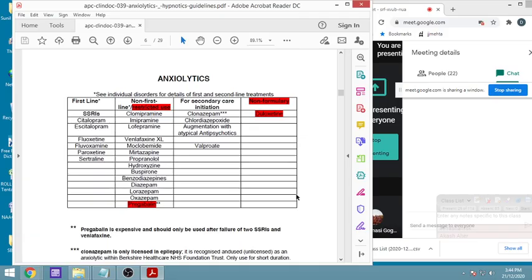For example, we have seen drugs like SSRIs: citalopram and its S analog, that is escitalopram, fluoxetine, fluvoxamine, paroxetine, sertraline. These are all first line treatments. Then those which are having restricted use, or those which are not of first line treatment, examples of these are clomipramine, imipramine, lofepramine, venlafaxine, moclobemide, mirtazapine, propranolol, hydroxyzine, buspirone, benzodiazepines, diazepam, lorazepam, oxazepam, and pregabalin.